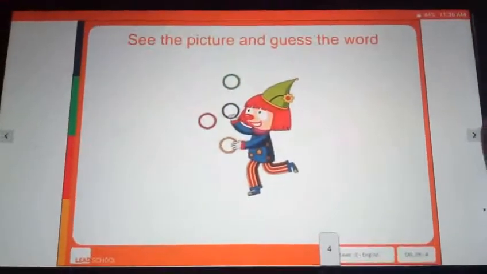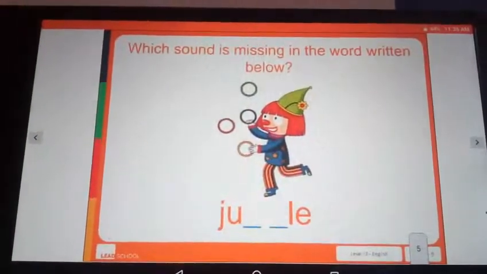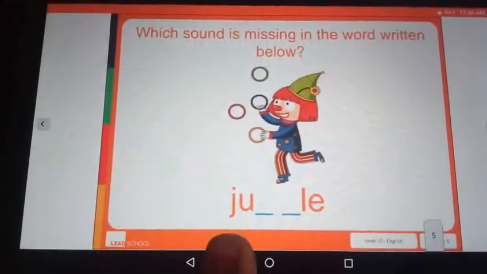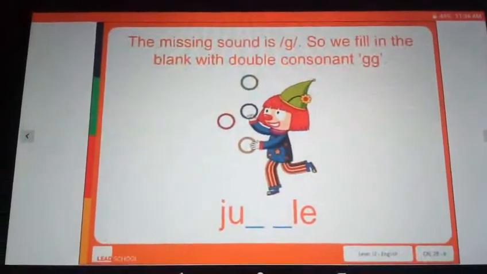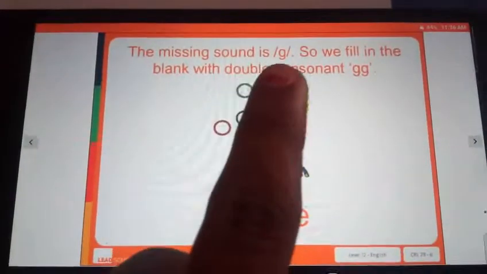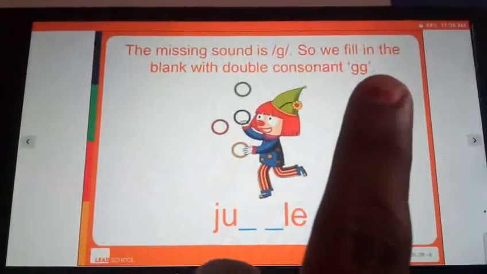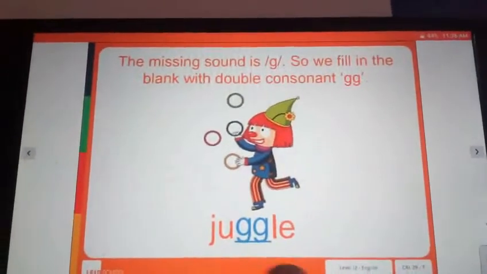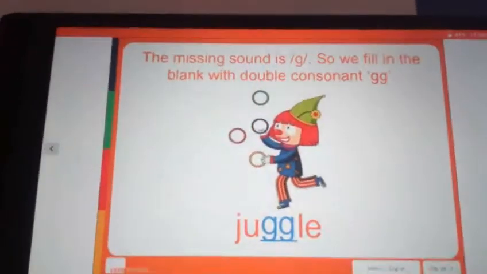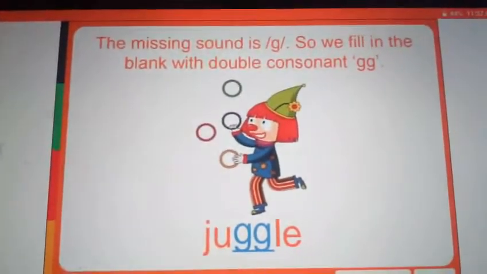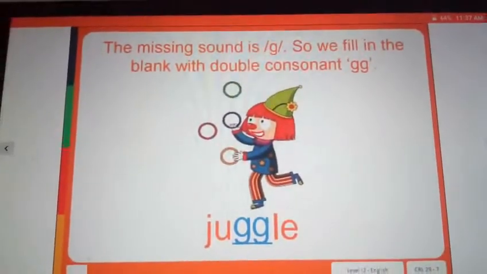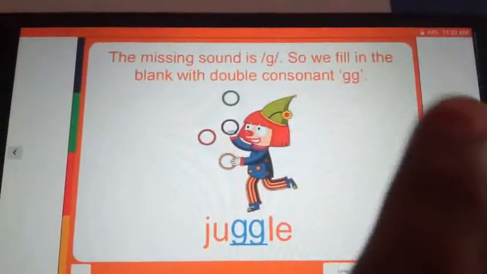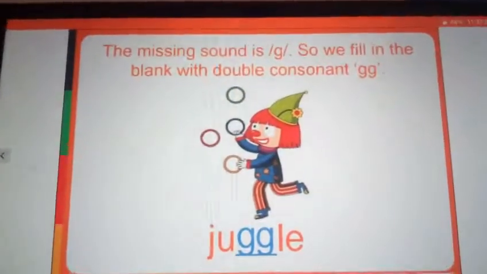Yes. Next, see the picture and guess the word. Yes, juggle. Which sound is missing in the word written below? Yes, G sound, right? The missing sound is G. So we will fill in the blank with double consonant G, right? So see that? Juggle, juggle. So do you understand, my dear children? Yes. Two letter sounds come together to make one sound G. So we will fill in the blank with double consonant G, right?